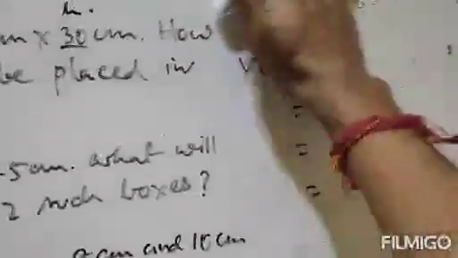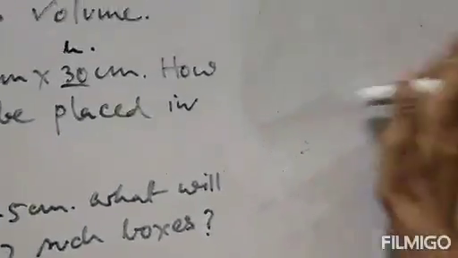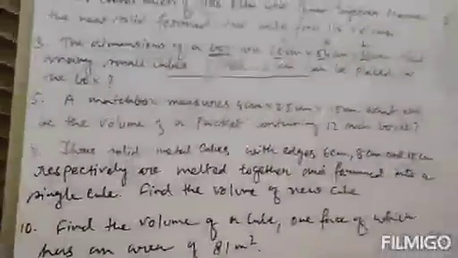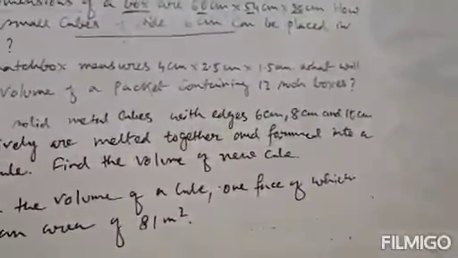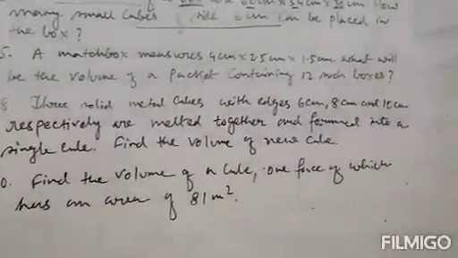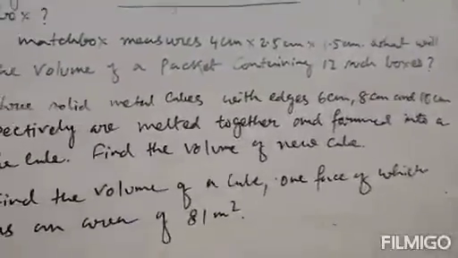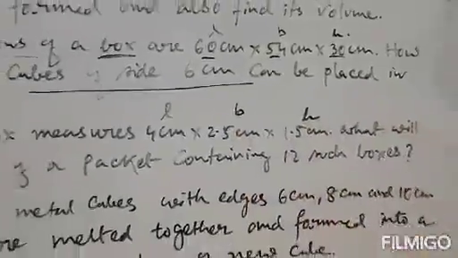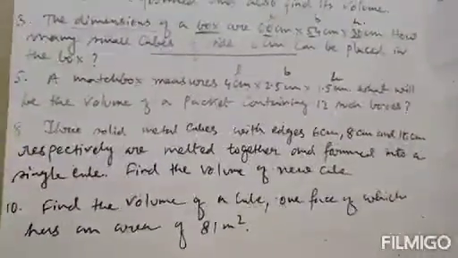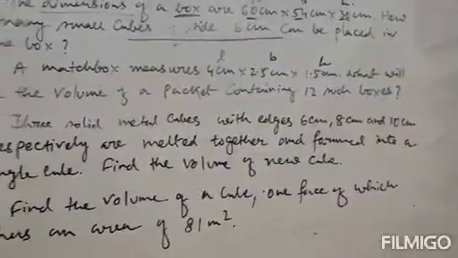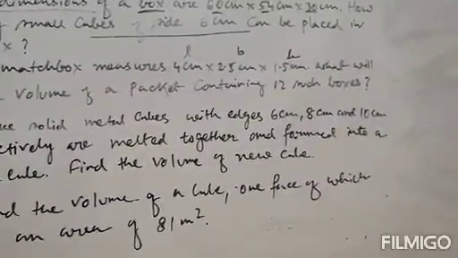Question number 5. So question number 5 says a matchbox measures 4 cm into 2.5 cm into 1.5 cm. What will be the volume of a packet containing 12 such boxes? Okay, so that is the length as usual. That will be the length, that will be the breadth, and that will be the height, in that order always. So length, breadth and height of a matchbox are given. And what will be the volume of a packet containing 12 matchboxes?